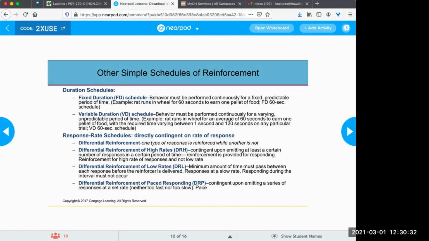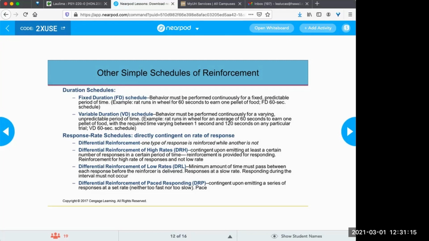So think of the duration as the continuous amount of activity in order to get the response, but how much may vary in terms of the amount of time, or it may be a fixed amount of time. Then we have what we call response rate schedules. These are directly contingent on the rate of response. So duration schedules are based upon time, and response rate schedules are based upon responses.